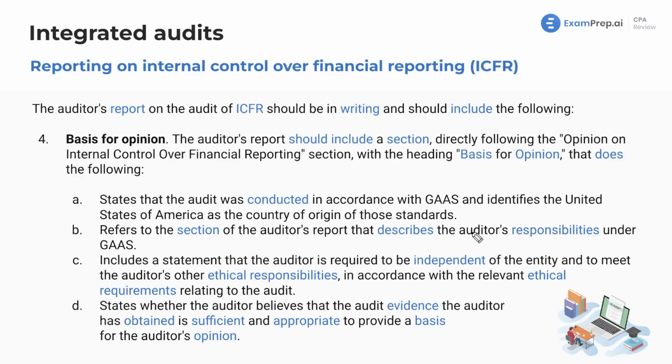All standard items that you find in the authoritative literature. It includes a statement that the auditor is required to be independent and to meet the auditor's other ethical responsibilities in accordance with relevant ethical requirements, and states whether the auditor believes that the audit evidence obtained is sufficient and appropriate to provide a basis for the auditor's opinion. A nice little check there, saying yes, we did provide a clean opinion, and we also want to state again that the evidence we received is sufficient and appropriate, because we need sufficient and appropriate evidence, and we have a whole lesson on that as well.